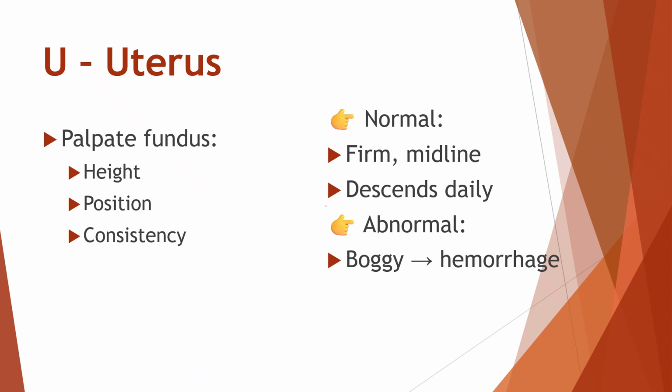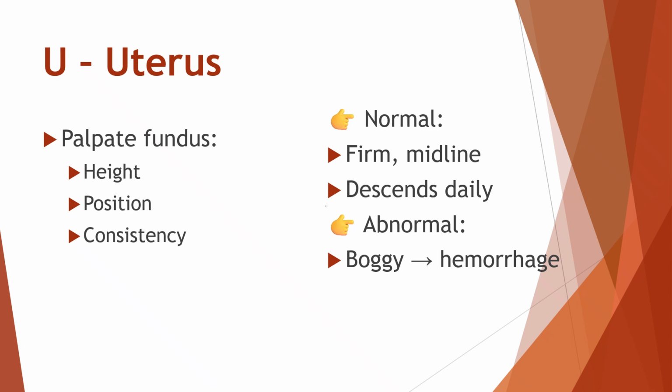Now we move to the next step, which is uterus, and this is a very important part of postnatal assessment. Here, we palpate the fundus of the uterus. While palpating, we need to check 3 things: height, position, and consistency. So first, feel the height of the fundus, because it should gradually decrease every day after delivery. Then check the position. Normally, it should be in the midline. If it is deviated, it may indicate a full bladder.